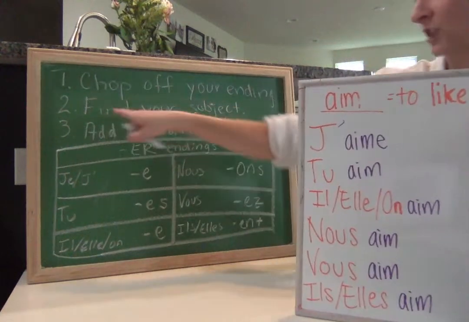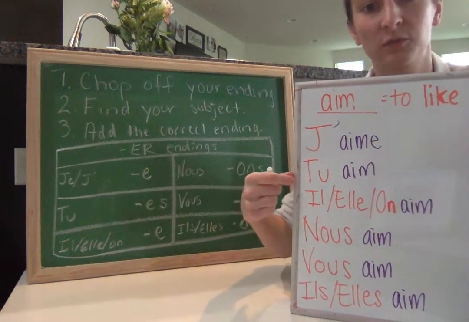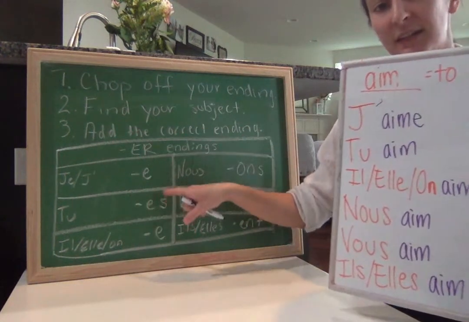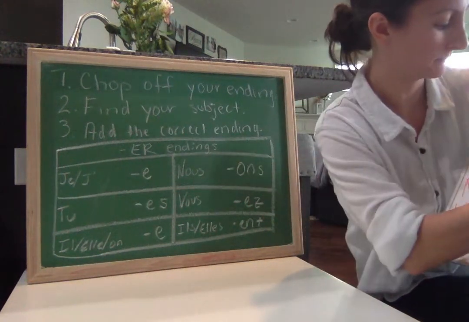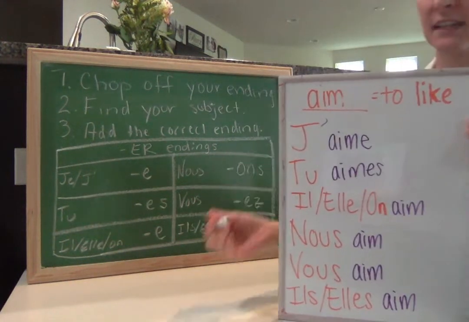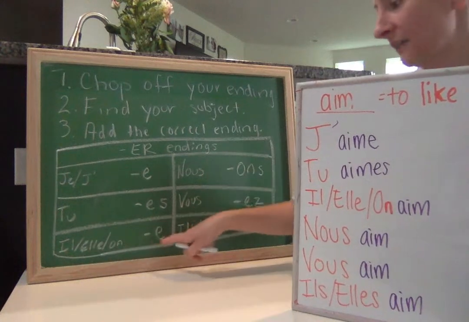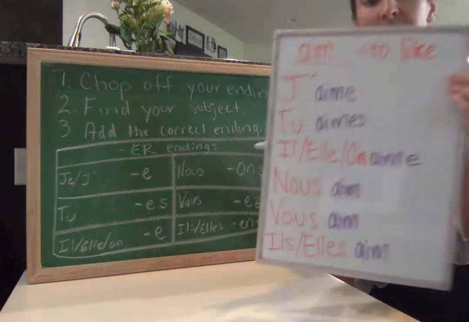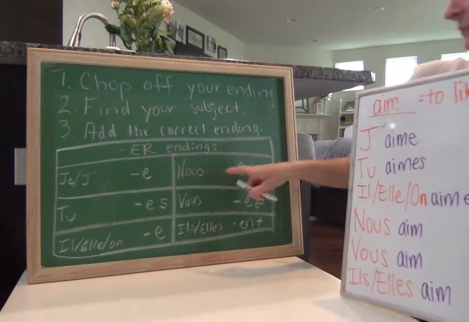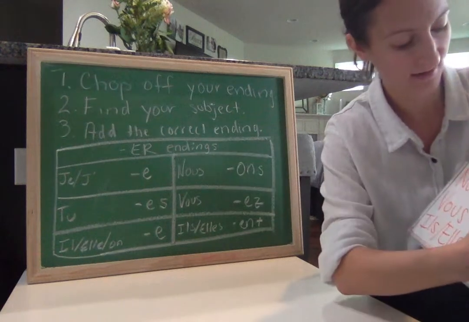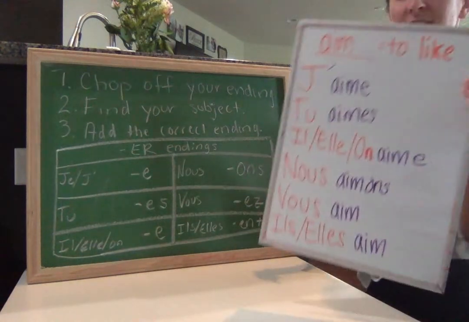So my next subject is tu. All right, I look at my ending chart. For tu, it's ES, so I add that to my stem. ES, all right? Then the next one, il, elle, and on. They all have the same ending, and that is E. Easy enough. Then we have nous. The ending is ONS. Add that to my stem, right?